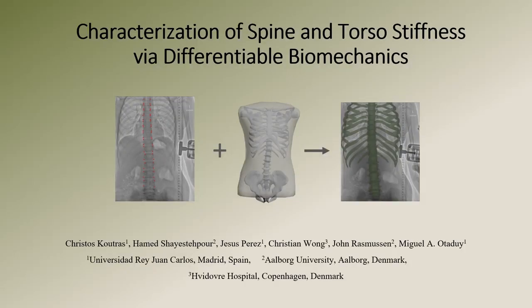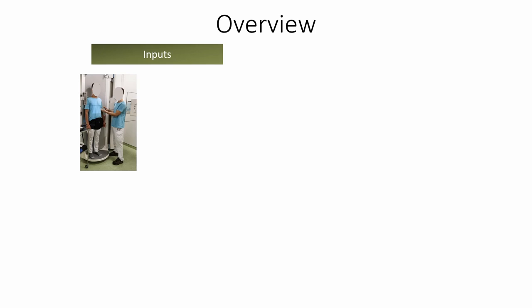In this work, we present a method to characterize the personalized spine and torso stiffness of subjects suffering from adolescent idiopathic scoliosis, using a differentiable biomechanical model of the torso and solving an inverse design problem. Our method consists of three main components.